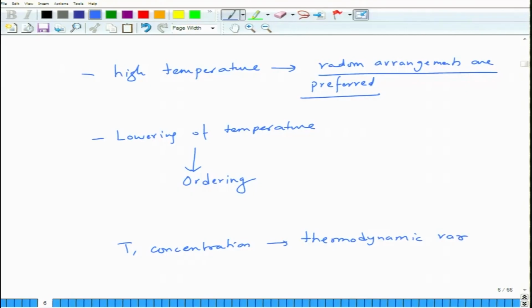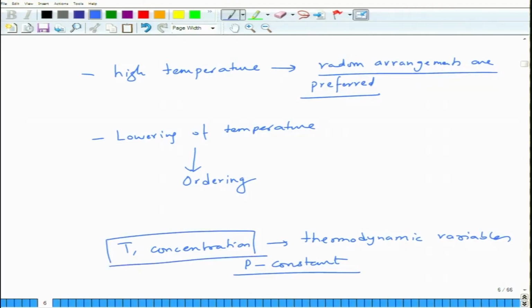Of course, pressure is also a thermodynamic variable, but in most metallurgical processes, at least in these kinds of processes, pressure is kept as a constant. So yes, temperature and concentration both are variable. Here we were talking of fixed composition, but of course if you change the composition, you will have to change the whole thing altogether, and you may find that there is something else happening there.